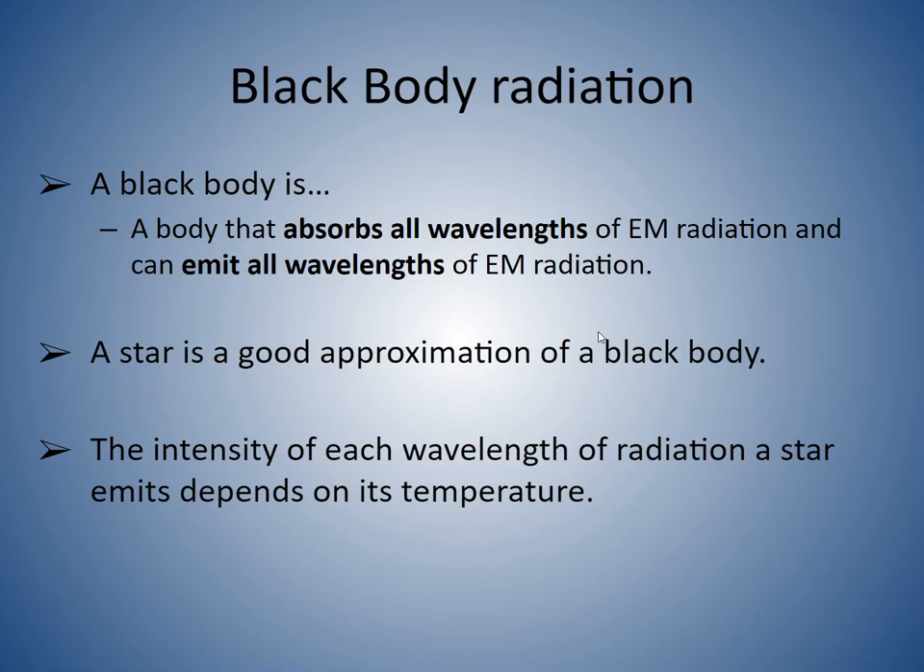Okay, so as I just previously said, a black body is something which absorbs all wavelengths and emits all wavelengths. Stars are pretty good approximations, so when we look at the temperature of a star, we can be pretty confident because they are good black bodies. When we use Wien's law in just a second, the intensity of each wavelength is going to depend on its temperature. So the temperature is going to relate to the wavelength as we previously discussed.